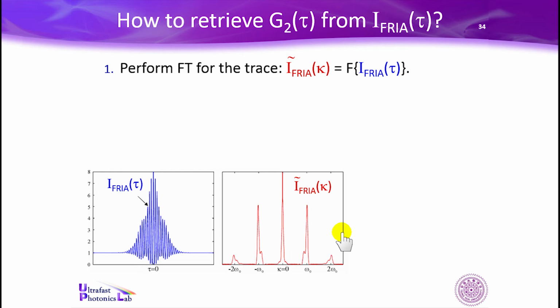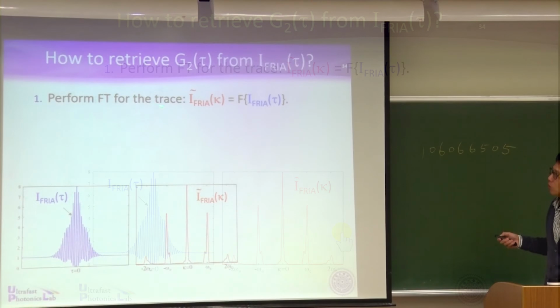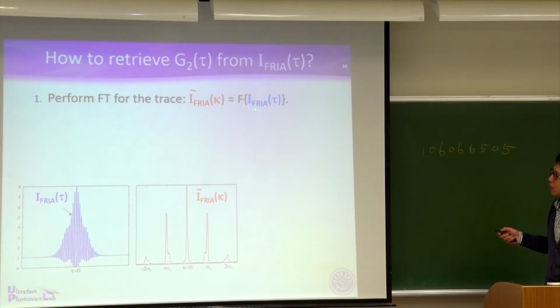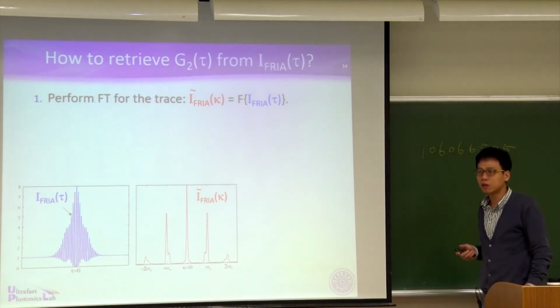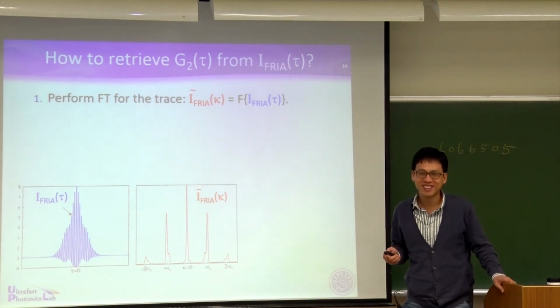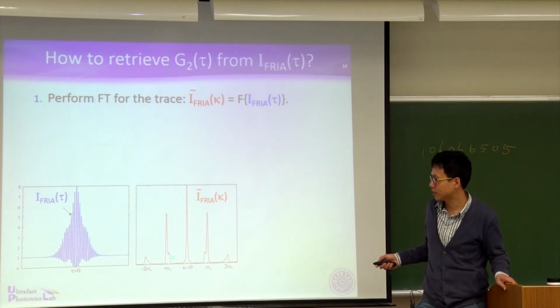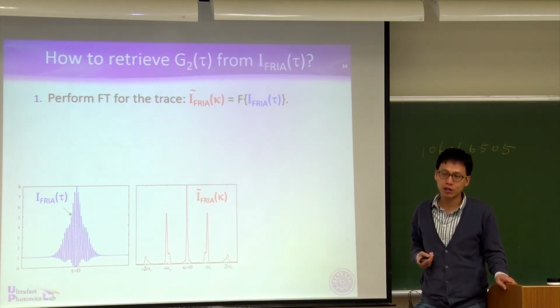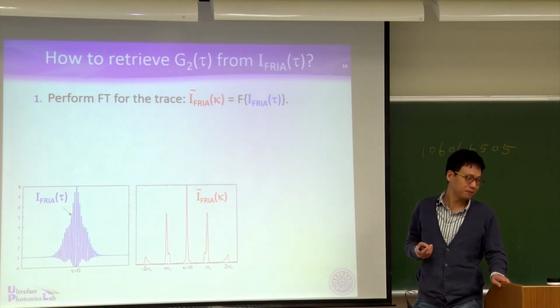Step 1, we perform Fourier transform for the data trace. Okay? So the blue one is the raw data trace shown here. The red one is the Fourier transform in red color shown here. How many components have you observed? 5, right? Centered around 0, plus minus omega 0, and plus minus 2 omega 0, which is natural according to the formula. Okay?